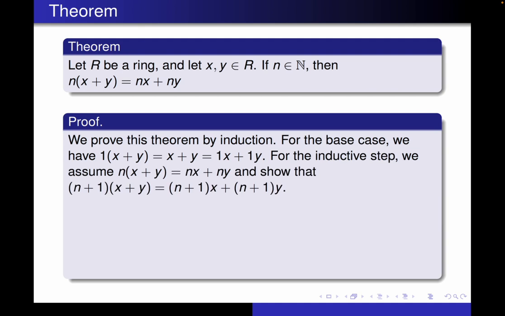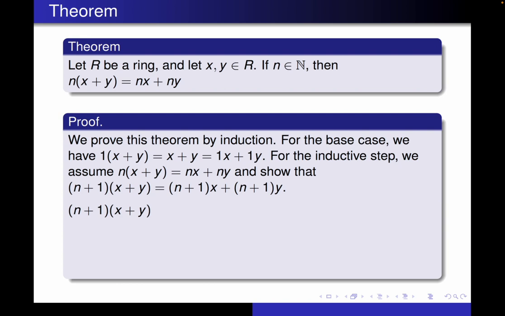For the inductive step, I'm going to state carefully what we're going to assume and what we have to prove. We're going to assume that n times (x plus y) is equal to nx plus ny. And we're going to show that (n plus 1) times (x plus y) is equal to (n plus 1) times x plus (n plus 1) times y. All right, so let's see if we can figure out what (n plus 1) times (x plus y) is.